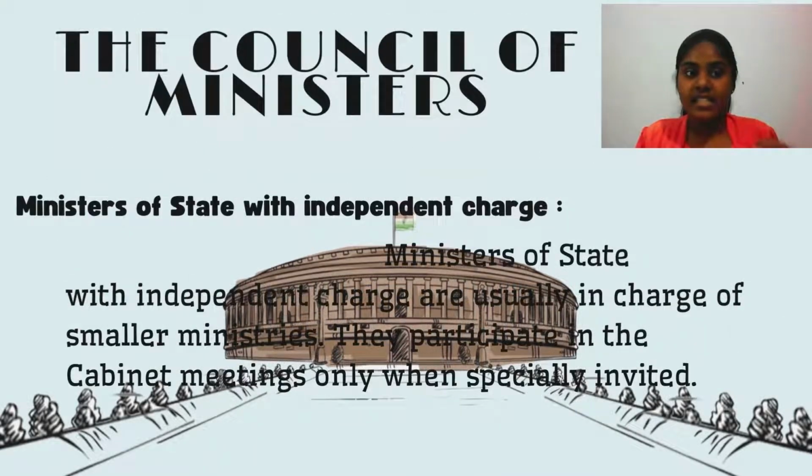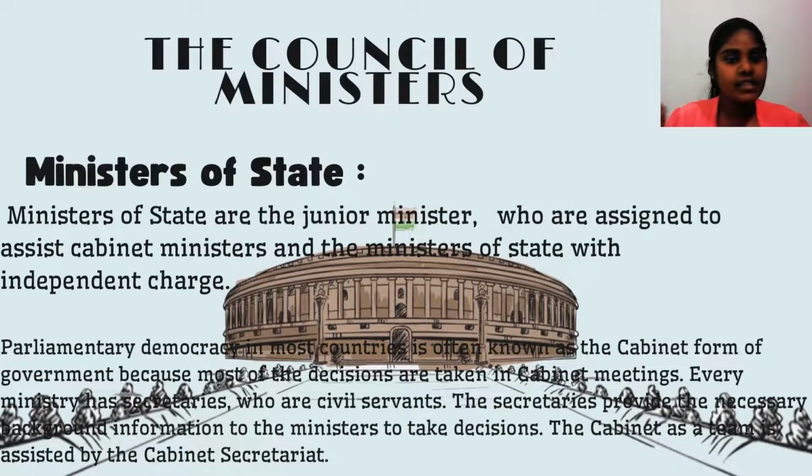Number 2, Ministers of State with Independent Charge. They are usually in charge of smaller ministries. They participate in the cabinet meetings only when they are specially invited. Number 3, the Ministers of State. Ministers of State are the junior ministers who are assigned to assist the cabinet ministers and the Ministers of State with Independent Charge.